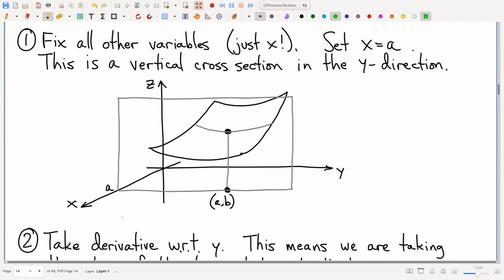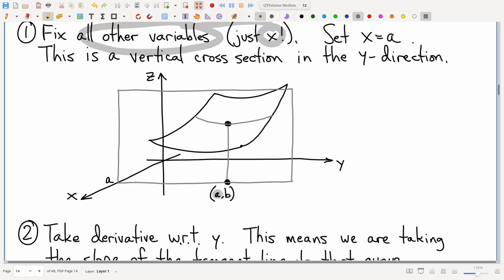So step one, when you're taking a y partial, is to fix the other variables. x is my only other variable, so I'm just going to say x is not allowed to change. Now keep in mind, at the point in question, x is a. So if x starts off with value a and it's not allowed to change, that means x must stay specifically this value a.